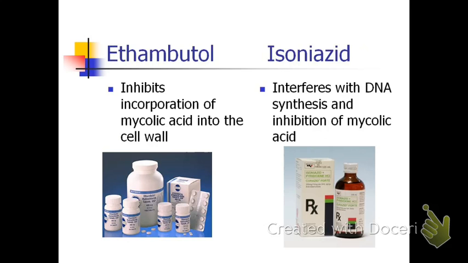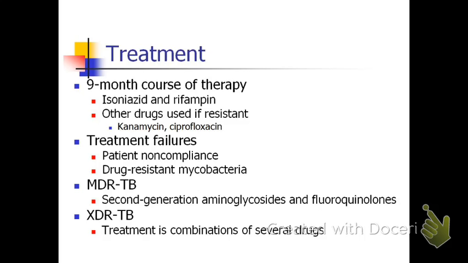And then ethambutol will inhibit the incorporation of mycolic acid in the cell wall. So without mycolic acid, it will not strengthen the cell wall of the mycobacterium. And then isoniazid would interfere with DNA synthesis, and because of this, there would be inhibition of mycolic acid. Okay, so it's a 9-month course of therapy.